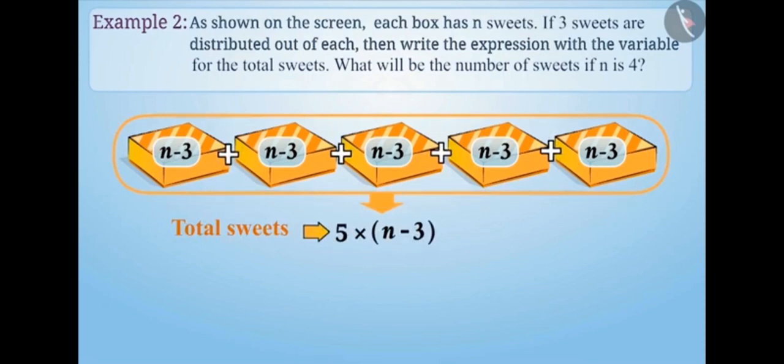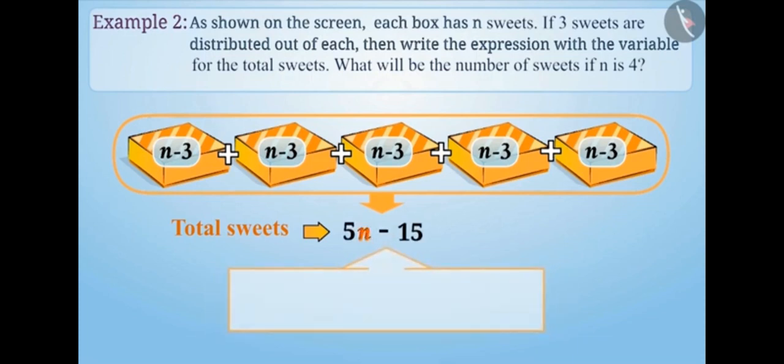If we multiply 5 with each number in the bracket, we will get 5 into n minus 5 into 3, which is equal to 5n minus 15. It is the algebraic expression for the total number of sweets in the boxes. Now let's find a solution to another question.